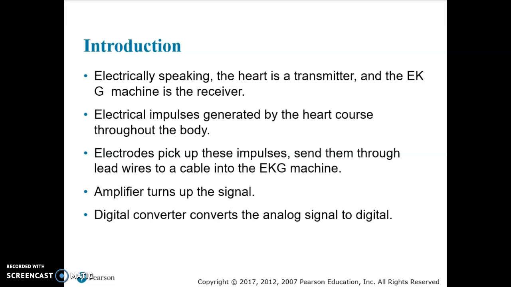Remember, the lead wires carry those impulses. The actual lead is the picture of the different views of the heart that we're looking at on the EKG. So know the difference between the lead wires and the actual lead. That's very important to understand. And then the amplifier, that's the instrument that amplifies or magnifies the signal. And then we have the digital converter, and it converts the analog signal to digital so it can be recorded onto paper. We have different EKG machines.